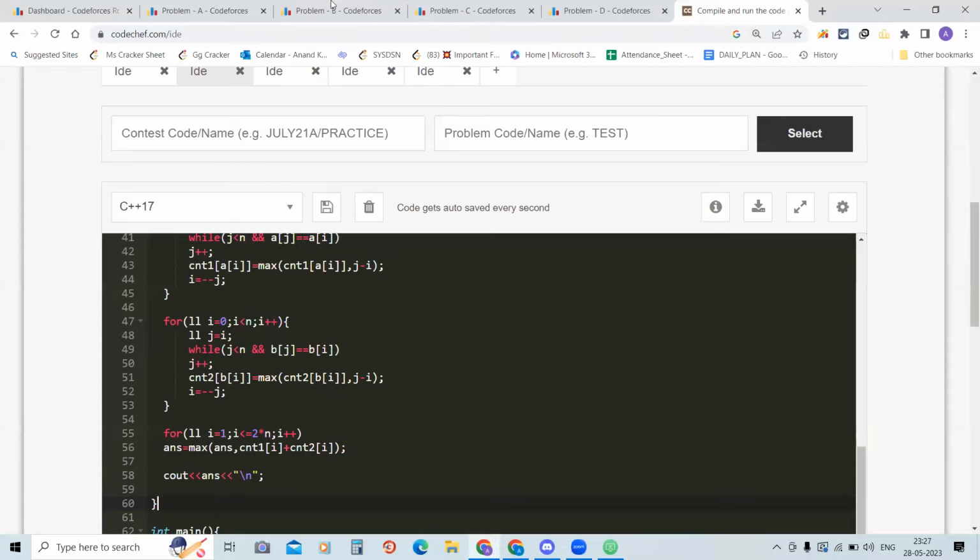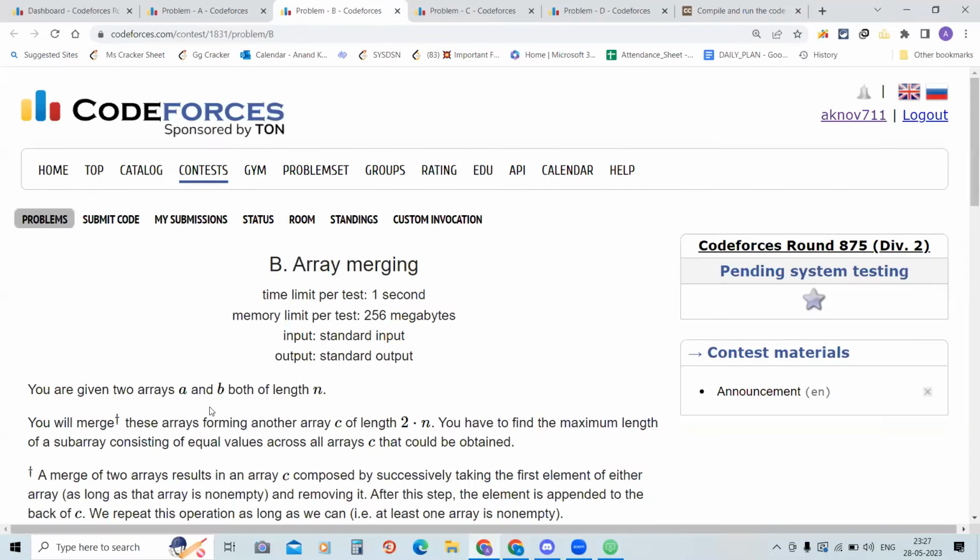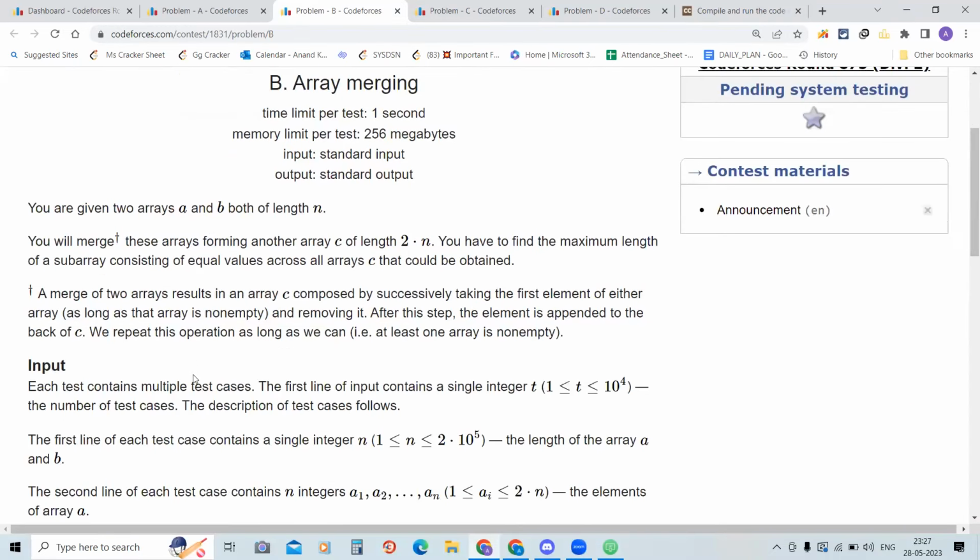No, you want the total, like the final subarray, final array which you are forming, like C. So in that case, you want all the elements to be equal. Like the subarray should be all consisting of equal elements. So you can't say that it consists of 2 as well as 3, because they are different. You cannot take their length. Yes, that's what I am talking about.